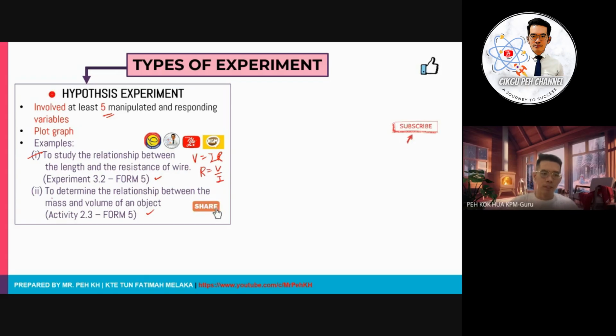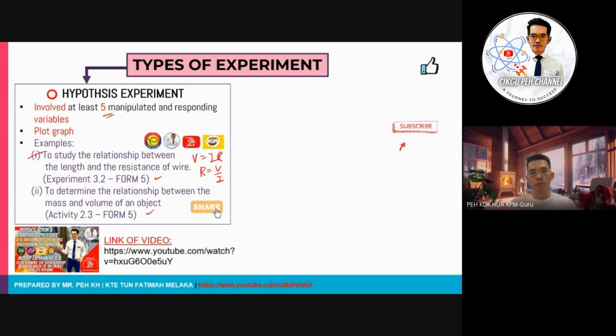Another example is to determine the relationship between mass and volume. If you want to get to know more about the hypothesis experiment, you can go through my video clip here.